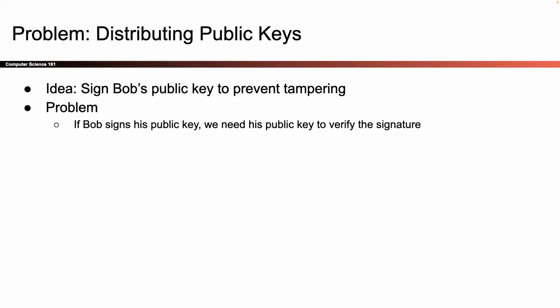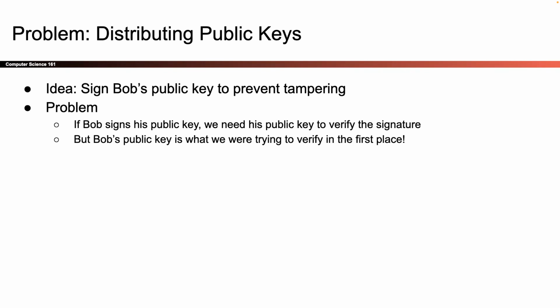I have to use Bob's public key, but that was the thing I was trying to verify in the first place. So how am I getting that? So we run into a circular problem. If I want to make sure that Bob's public key is correct and untampered with, I could try to sign it with Bob's private key. That's the person sending it. But how do I verify the signature? I use Bob's public key, which was the thing I was trying to verify. It kind of melts your brain, but it's a circular problem.